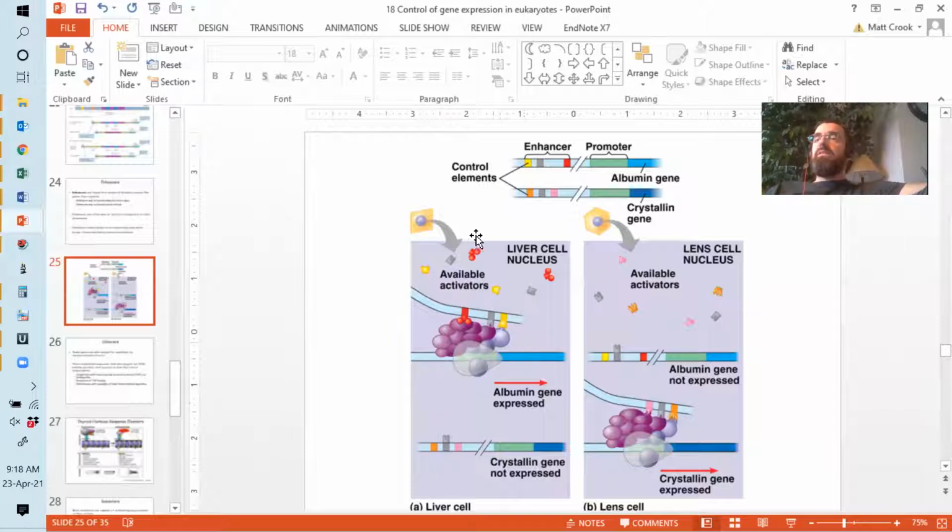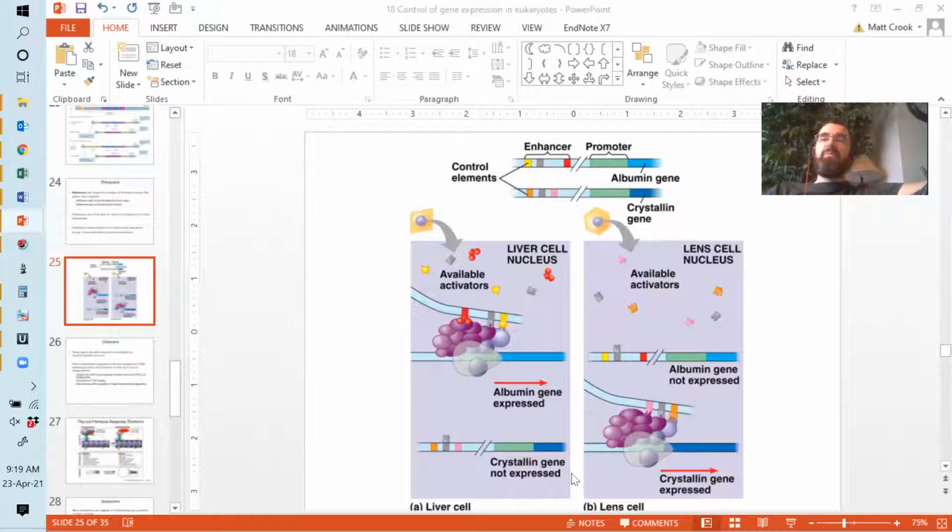And the same applies for albumin. You really wouldn't want albumin being produced in your eyeballs. It's a protein in egg white, sorry, it's not actually egg white itself. So the transcriptional activators for albumin are not expressed in your lens cells, and as a result, the albumin gene is not expressed in your lens cells. And the opposite is the case for your liver cells.